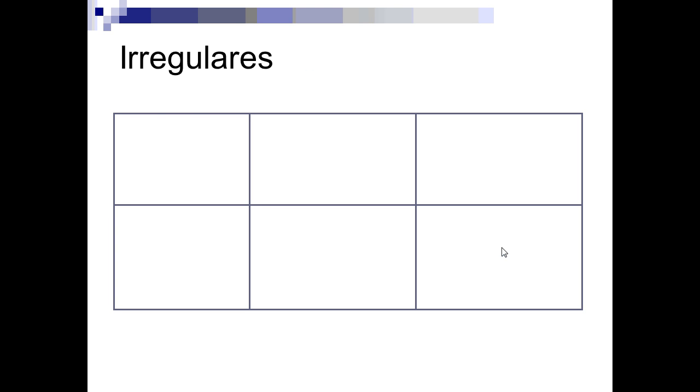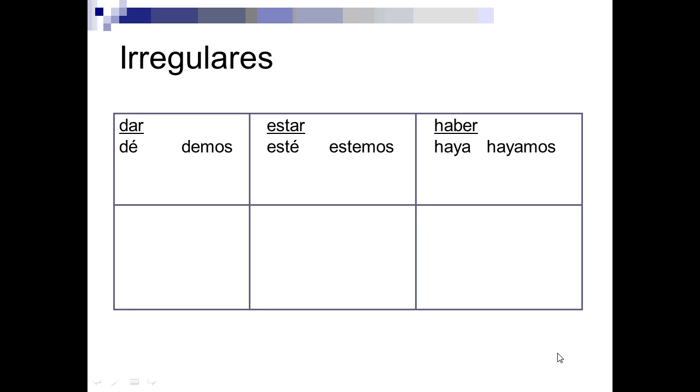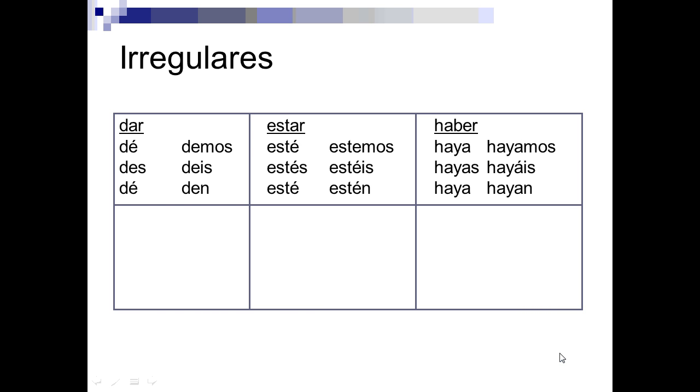And then we have algunos irregulares. You know these irregulars because you learned them with usted, ustedes, and negative tú commands. We have dar, estar, haber. Okay. So dar, dé, des, dé, demos, deis, den. Pay attention to dé has an accent mark. You already learned that for the usted command. Okay. Estar has accent marks in all of the forms except for estemos.